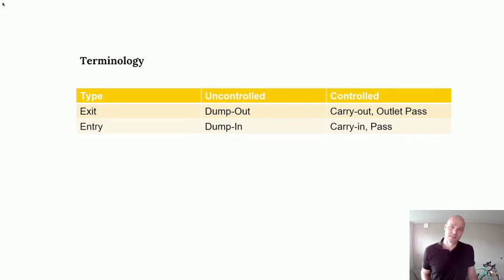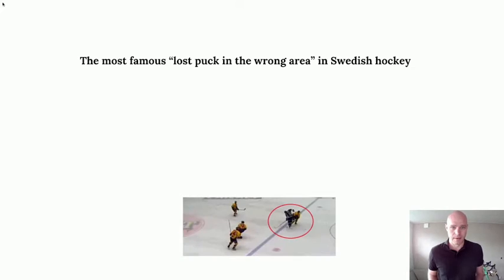First, some terminology for those who don't do this on a daily basis. When I speak about uncontrolled exits, I will talk about dump outs. You exit your defensive zone to the neutral zone and you're just throwing the puck to the next zone there. If you do it with control, I mean that you do a carry out with the puck or you pass to a teammate. And the same goes for entries to the offensive zone. Either you dump it in or you pass it or carry it in. Control versus uncontrolled, that's the definition in this paper.